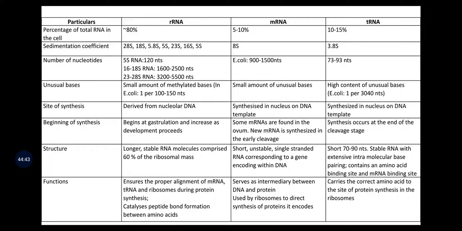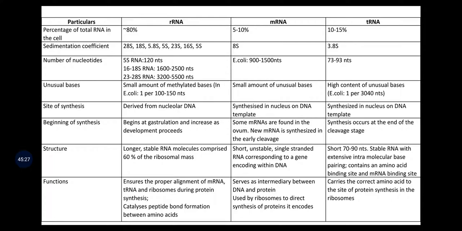Coming to the unusual bases, in rRNA a small amount of methylated bases is found. In E. coli, it is 1 per 100 to 150 nucleotides. In mRNA, there is a small amount of unusual bases, and in tRNA, a high amount of unusual bases. In E. coli, it is 1 per 30 to 40 nucleotides. Coming to the site of synthesis, rRNA is derived from nucleolar rDNA. mRNA is synthesized in the nucleus by taking DNA as a template. tRNA is also synthesized in the nucleus on a DNA template.